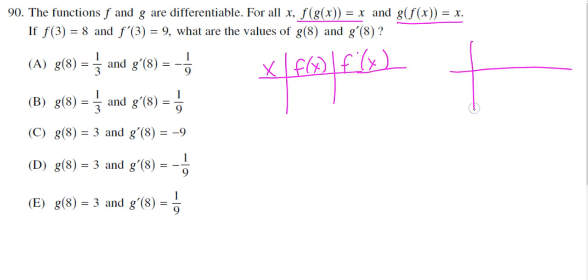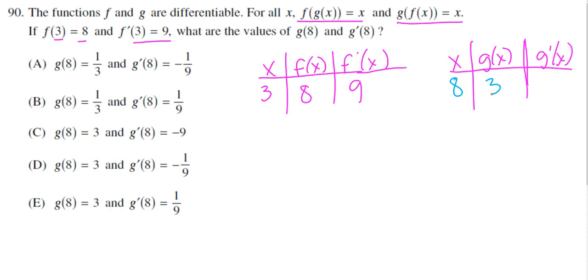And then we'll make a table for the inverse, which they're calling g. So x, g, g prime. Okay, let's put in what we know. We know that f of 3 is 8, and f prime of 3 is 9. Okay, so now we're going to switch x and y for inverses, right? X and y switch, and dy dx becomes dx dy, so this becomes 1/9. So now we're just going to match this up. We know that g of 8 is 3, and g prime of 8 is 1/9.